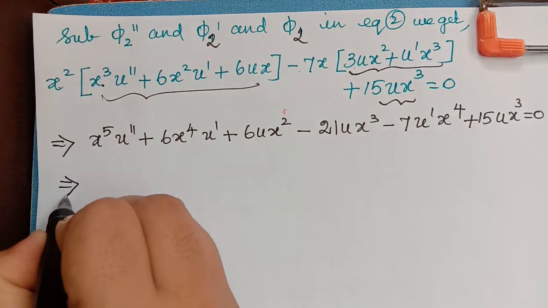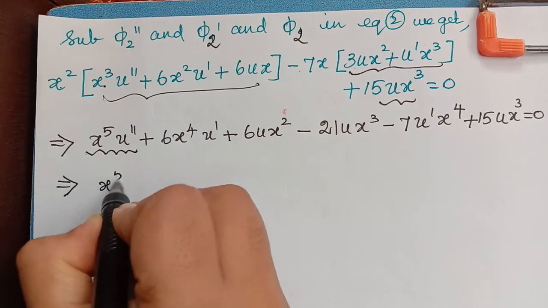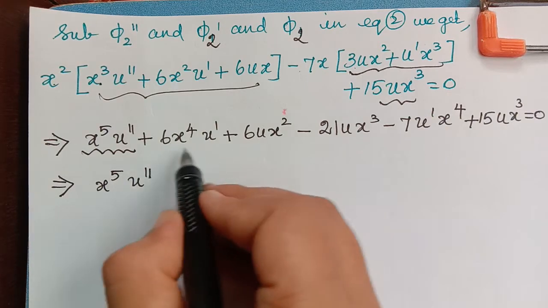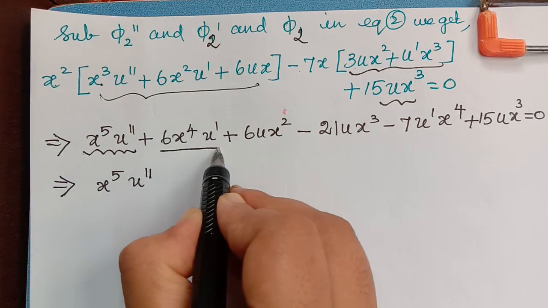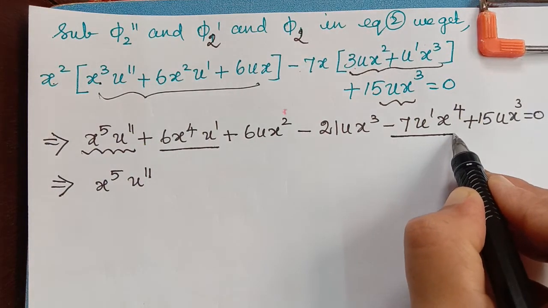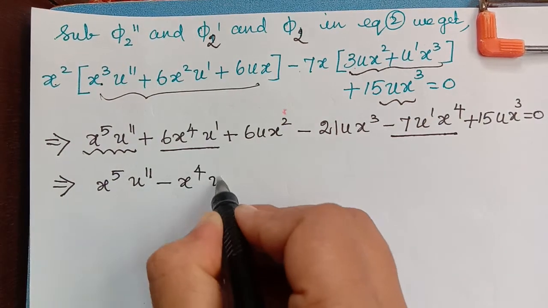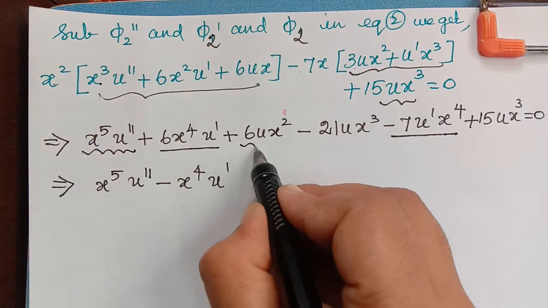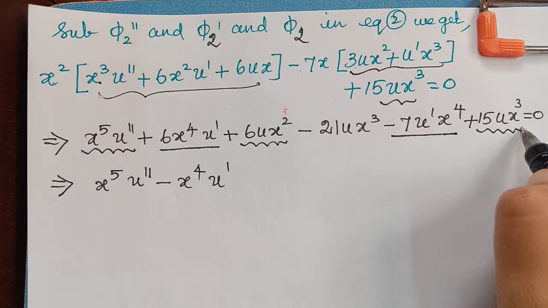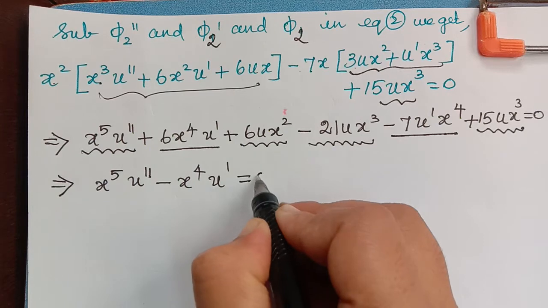Now let us gather the terms. So if you see, this is the term with x power 5, so x to the power 5 u double dash. And then we can see that x power 4, that is this term 6x power 4 u dash, and here also we have minus 7 u dash x power 4. So when we gather those two terms, we get negative x power 4 u dash. And if you see, this 6ux squared plus 15ux squared is 21ux squared, which gets cancelled with negative 21ux squared, and so this is equal to 0.